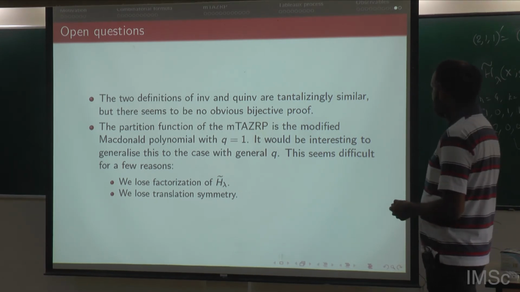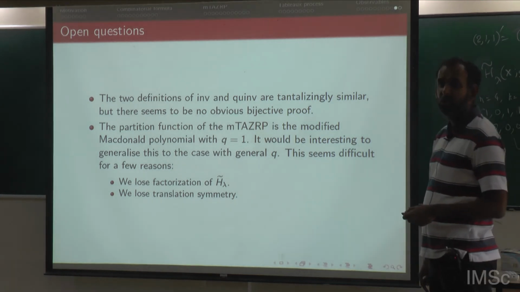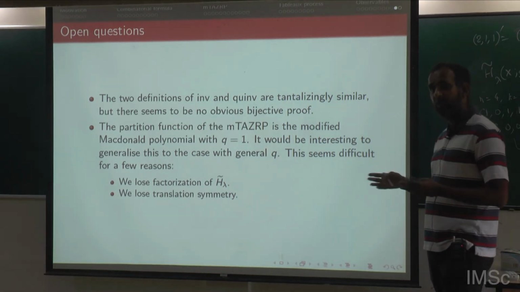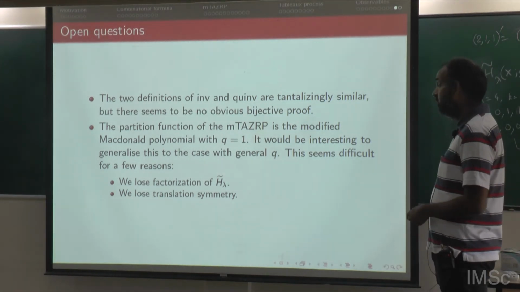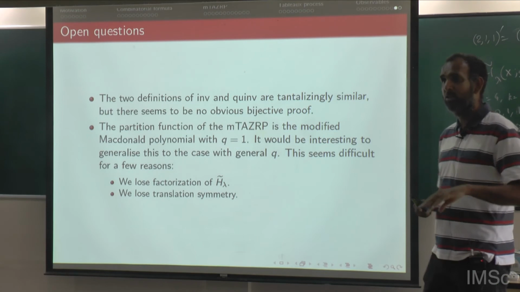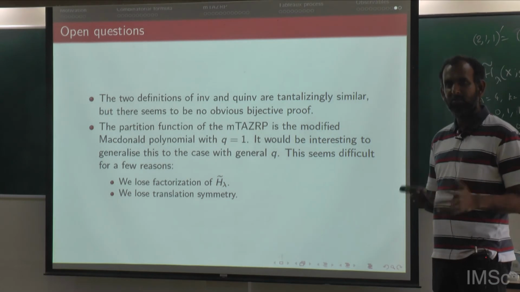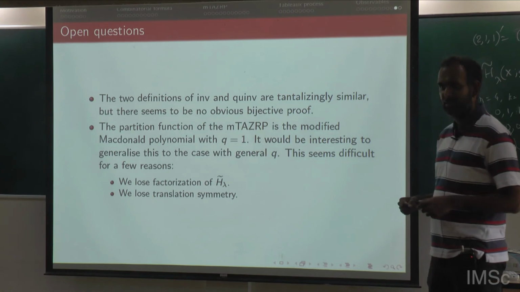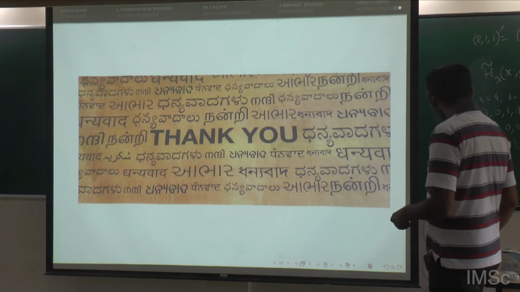As Mohan asked, we would naturally want to generalize this to arbitrary q, but this seems difficult. So these H tilde at q equal to 1 has many nice properties. It has this factorization which we lose, and we expect to lose translation symmetry. I don't think there's any way you can put in the q and still have translation symmetry. And that sort of makes it harder to guess and play around with it. So, I think this is doable, but it's not going to be particularly easy. Okay, with that, I'll thank you for your attention.